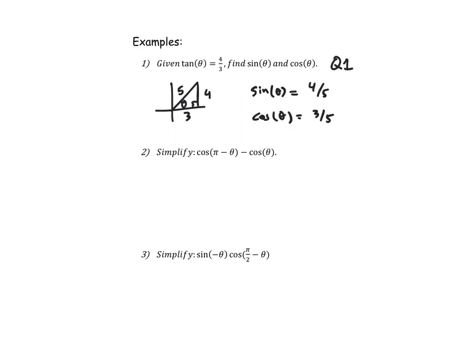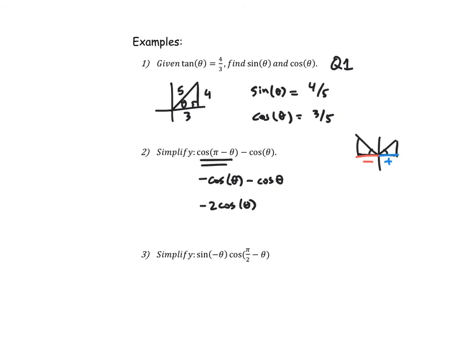Let's simplify in number 2, cosine of pi minus theta minus cosine of theta. So that requires us to recall this. Okay, so the cosine of pi minus theta, let's sketch it. Let's say theta is here in quadrant 1. If I took pi minus theta, that would put it here in quadrant 2. So what's the difference between those two cosine values? Well, originally it was positive and now it's negative. Therefore, this is equivalent to negative cosine theta minus cosine theta. So we can simplify this to be negative 2 cosine theta.